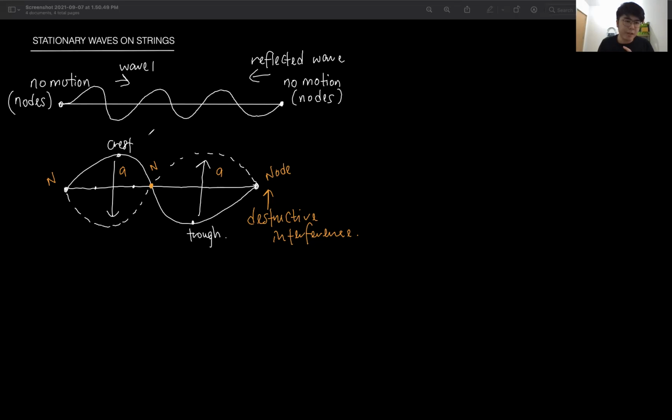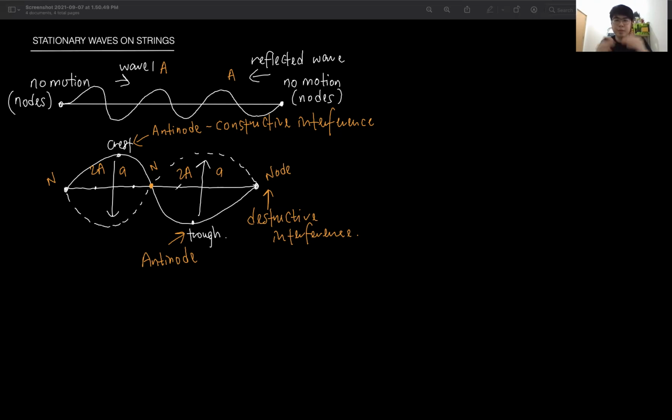And the crest and the trough here, we call them antinodes. Same here, this is also an antinode. An antinode is opposite to a node. It is where constructive interference happens, meaning that the two waves add up and the resultant amplitude is 2 times, not 1 time. So if the wave has an amplitude A, then this is vibrating at 2A, and this is vibrating at 2A. Double the amplitude.